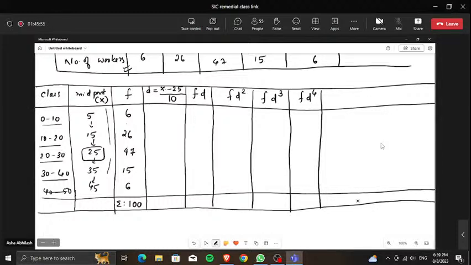So quickly find the D value. This is your X value, and from this you have to take the deviation from 25. So 5 minus 25 divided by 10. 5 minus 25 is minus 20, right?